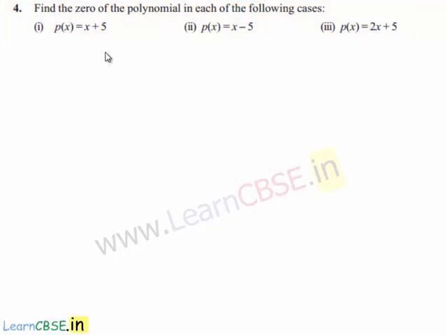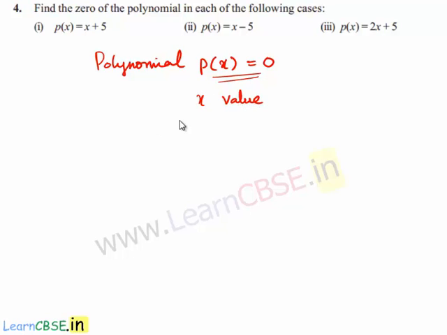So in order to find the zero of the polynomial, we need to equate the given polynomial p of x is equal to 0. So if we equate p of x is equal to 0, we can find the value of x, which is nothing but the zero of the polynomial.